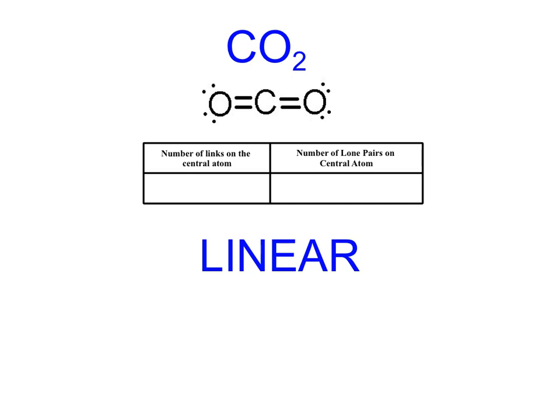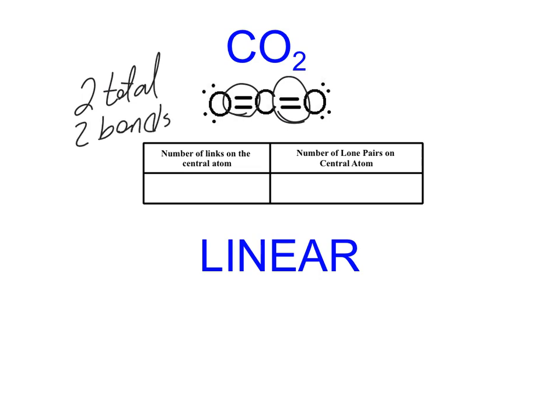So here's my CO2. We can look at the center atom and see that I have 1 area of electron density, 2 areas of electron density. So 2 total areas. 2 of them are bonding, because they have bonds in them. No lone pairs.